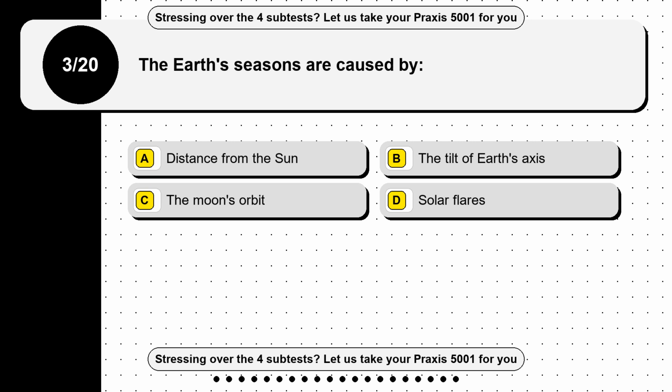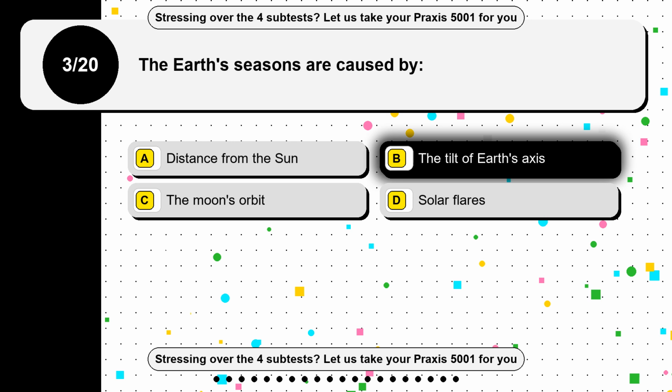Question 3. The Earth's seasons are caused by. Option A, distance from the sun. Option B, the tilt of Earth's axis. Option C, the moon's orbit. Option D, solar flares. The correct answer is option B, the tilt of Earth's axis.